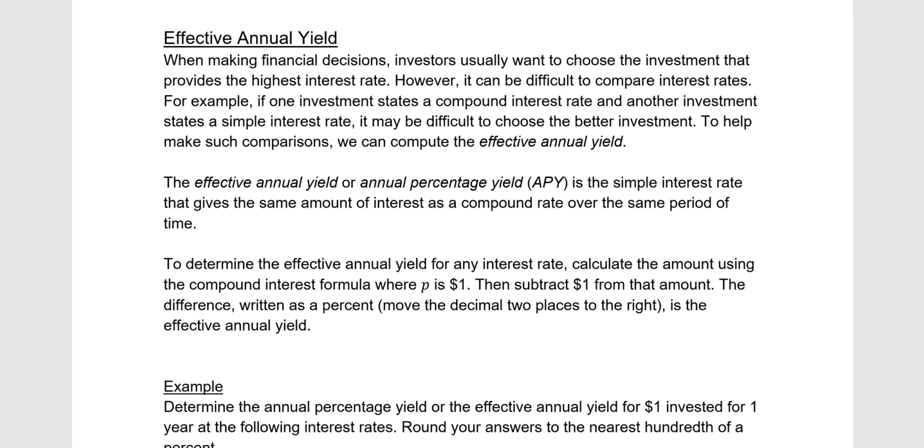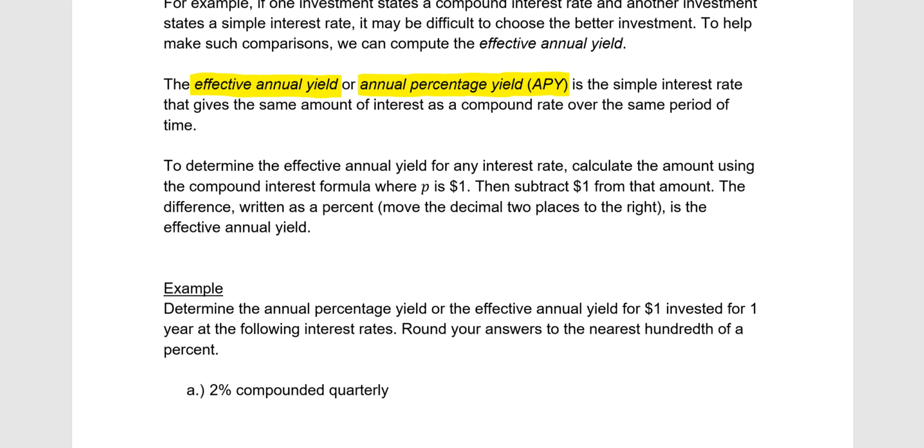But sometimes it can be hard to actually compare these interest rates. If one's in compound interest, the other's in simple interest, they may not line up so that we can compare them nicely. So what we have to compare them is the effective annual yield. The effective annual yield, which we also can call the annual percentage yield, APY, is the simple interest rate that gives the same amount of interest as a compound rate over the same period of time. So it essentially just gives us an answer for each one that allows us to compare them side by side.